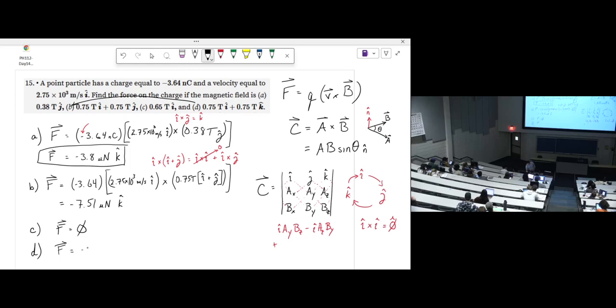So F is going to be plus 7.51 micronewtons. But now it's going to be in j hat instead of k hat. So the sign of my charge is negative, but then I had i from my velocity up here in the top left crossed into k. i crossed into k is minus j, times a negative charge gives me plus j.